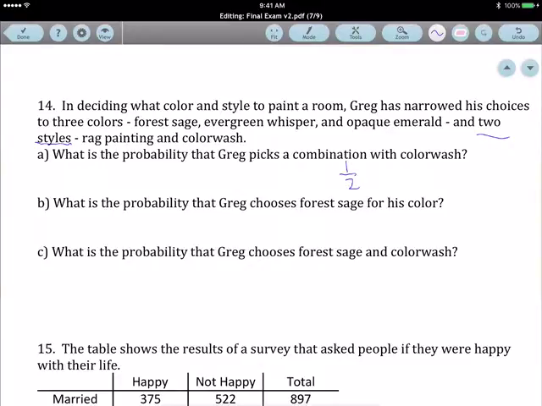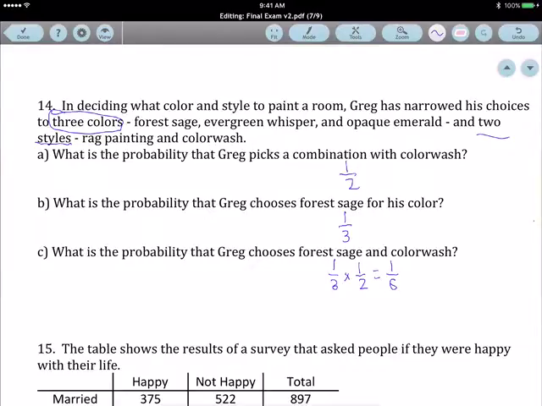Next, it says, what's the probability he chooses forest sage for his color? How many color choices does he have? Right, there's 3 colors. One of those is forest sage, so there's a 1 in 3 probability he picks forest sage. Then it says, what's the probability he chooses forest sage and color wash? This is where you take the first one and multiply it by the second one. So there's a 1/3 probability of forest sage, a 1/2 probability of color wash. So you do 1/3 times a half, and you get 1/6 as the answer. Any questions on the way that's set up?